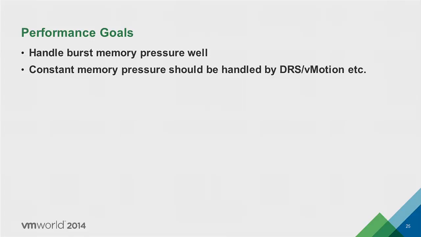All the ESX memory reclamation techniques are designed to handle burst memory pressure well. So if your server is experiencing, let's say, constant memory pressure, then this situation should be handled by higher level memory management like DRS or vMotion. So the key point here is, don't expect ESX to run well if you give it, let's say, 10x memory overcommitment. It won't happen.